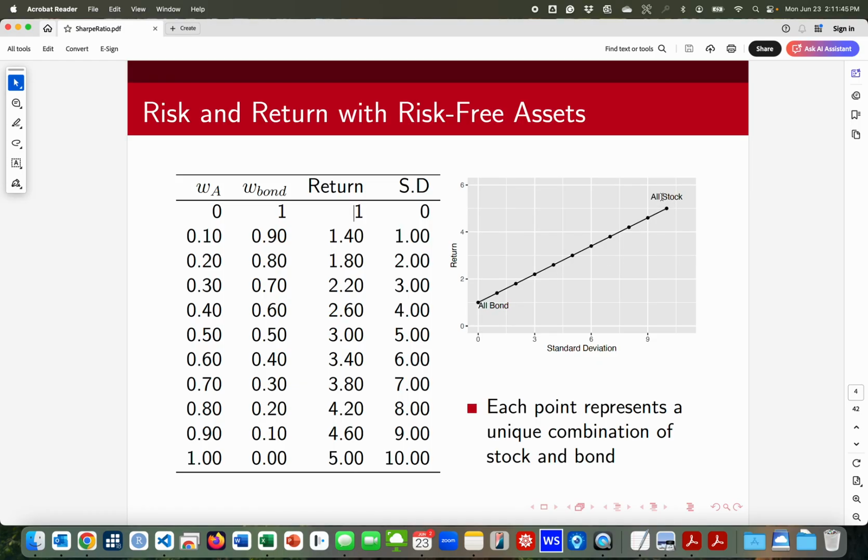So we're not able to increase our return at the same time we reduce our risk. That would be a free lunch, and everyone would choose the highest return, lowest risk option. And we know that doesn't exist.